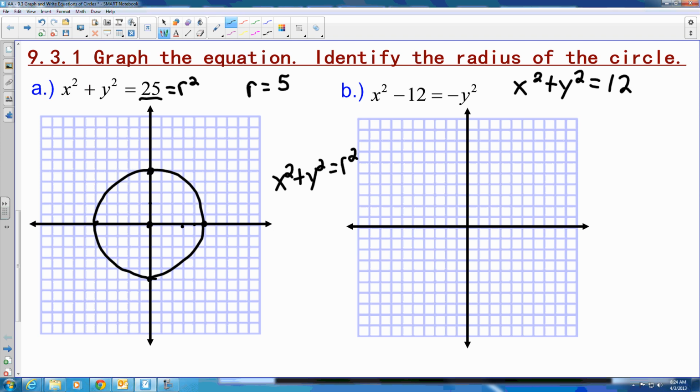So here we know that r squared equals 12, and if we take the square root of 12, it ends up being roughly 3.5. So again, doing the same thing like we did in the previous example, I'm going to go 3.5 from my center in each direction, and I'm going to plot those points here.